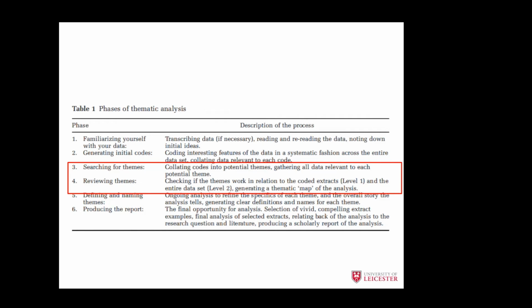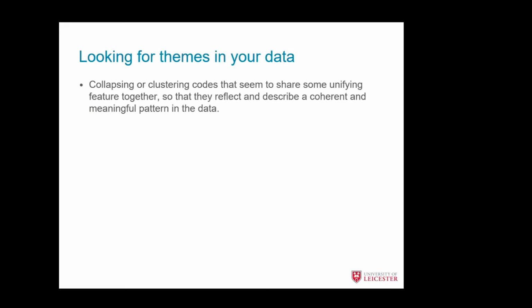Okay, so once we've generated some codes, we can start to search for themes. And the main way that we might want to do that is through collating our codes together. So looking across our codes and seeing where there are codes that seem to be about similar things, bringing them together and interpreting what seems to be going on. And then reviewing our themes. So we'll have a look at some examples of that.